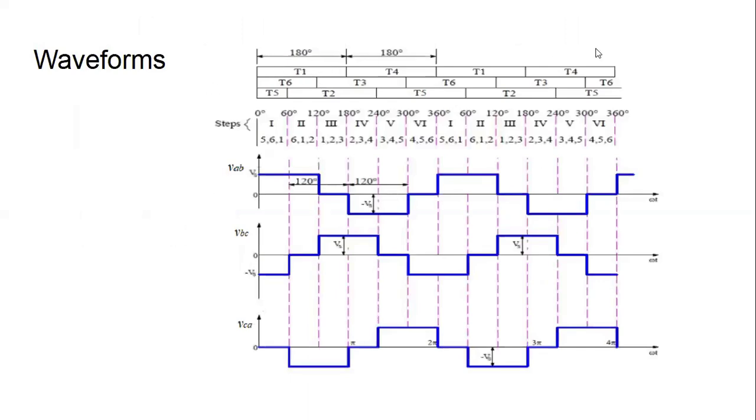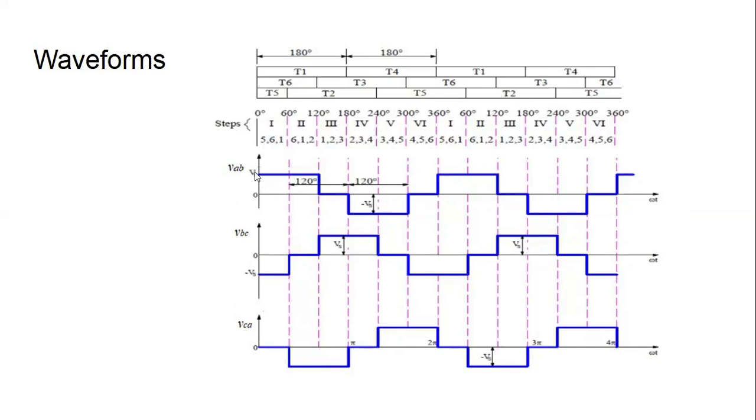The first waveform shows the different switches that are conducting for 6 modes. The switches which are on for 2 cycles are shown here. This is for first mode, second mode, third mode, fourth mode, fifth mode, and sixth mode. And the different switches that are on are also shown here. And the VAB waveform is shown for 2 cycles.